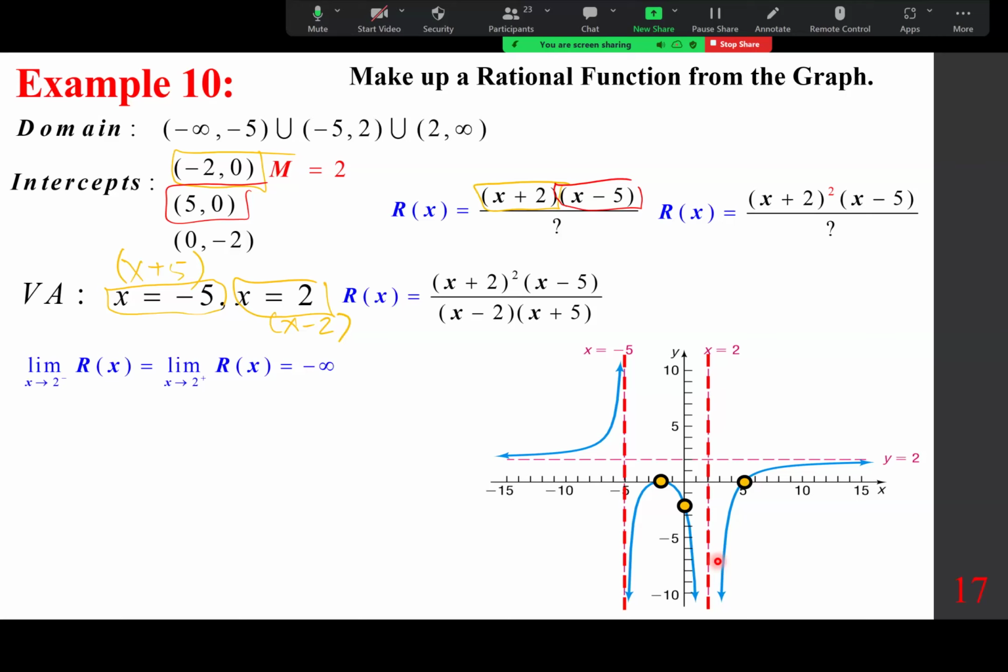In other words, the limit of this function r of x as x approaches 2 from the left and the limit of r of x as x approaches 2 from the right, from the left and right side of x equals 2, both of them go to negative infinity. That means an even multiplicity for that vertical asymptote. That means this one must have exponent 2. Okay, this one must have multiplicity 2.